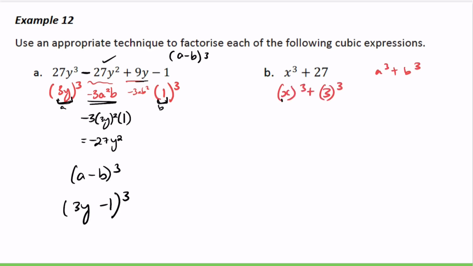So now I can recognize that this is a and this is b, and I can factorize that down into the correct form. So if I were to go back, I can look at that. That'll be a plus b, so that's x plus 3, and then it's a squared minus ab, so that'll be 3x, plus b squared, so that's 3 squared, which is 9.